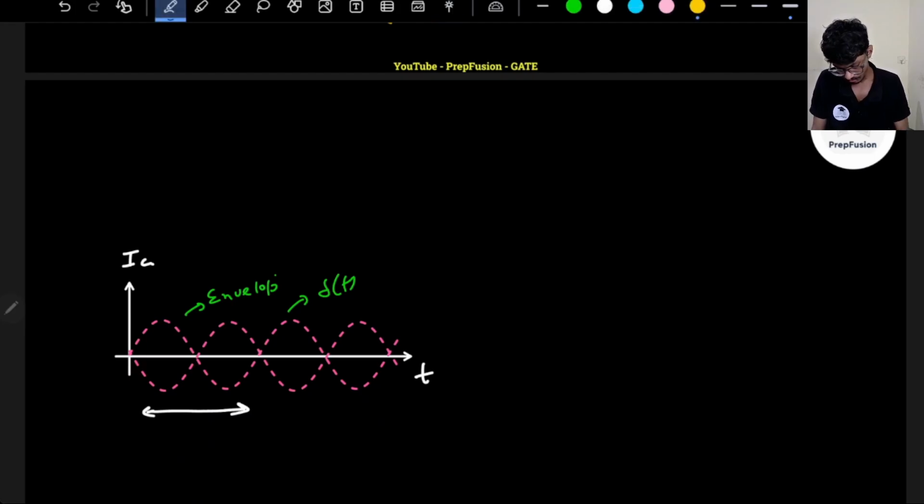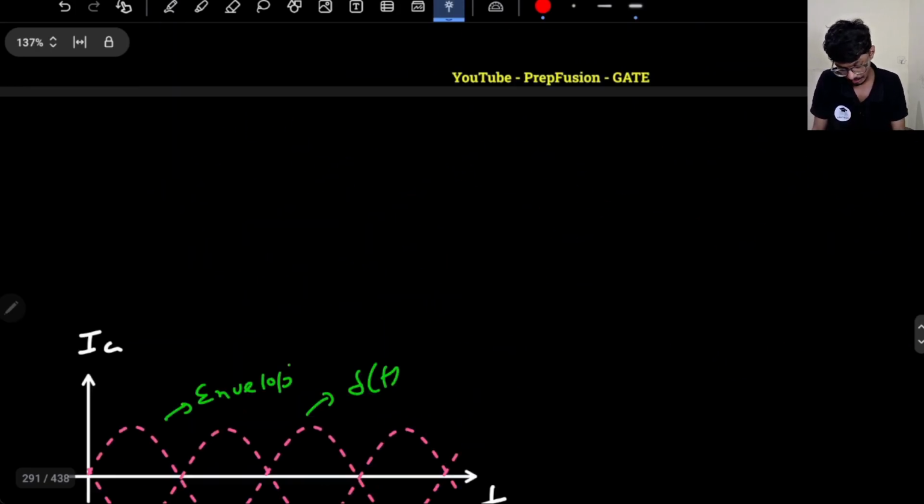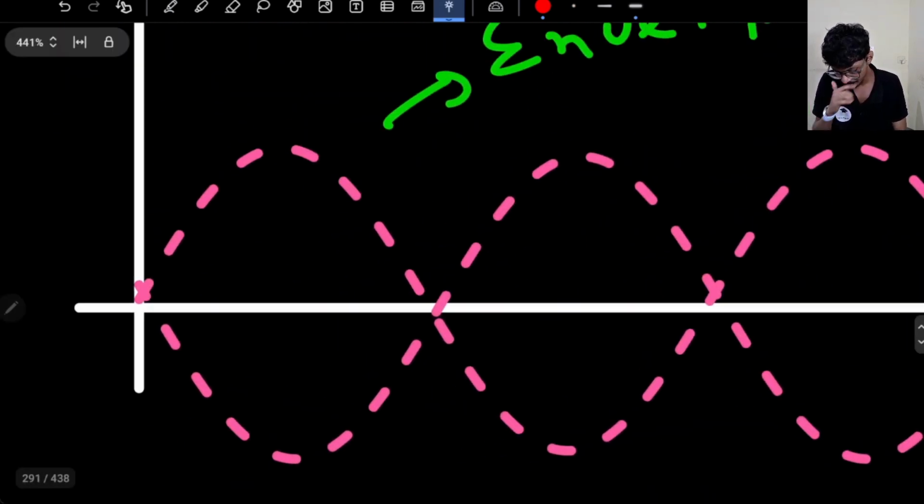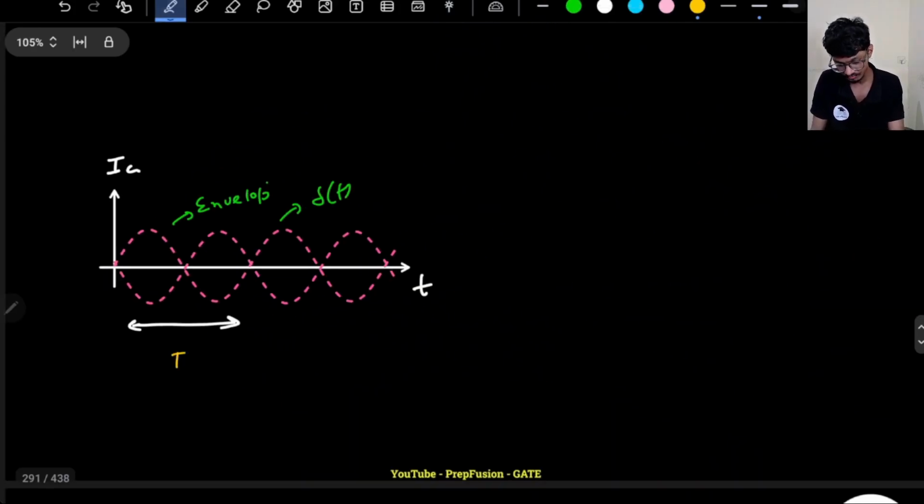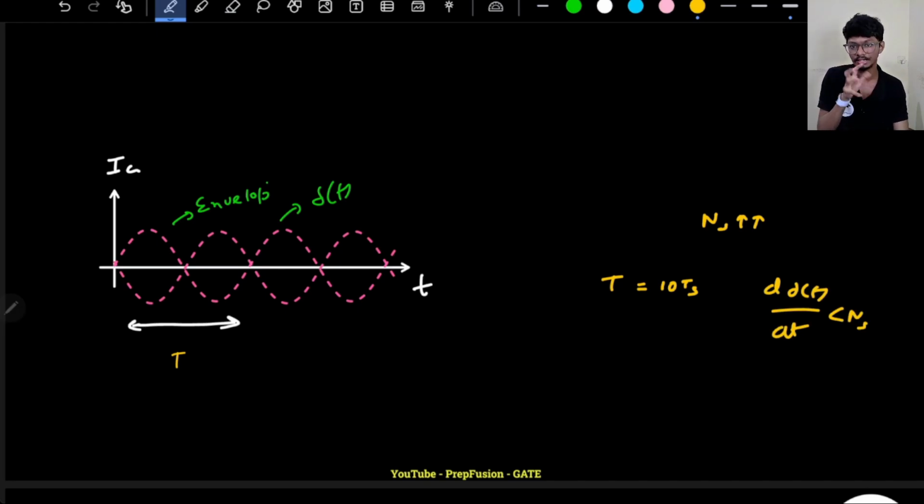Now, what will be the current waveform? I have told you the current waveform is sine omega s into t, but this time Im is not constant, Im is variable, and omega s is much faster, right? Roughly, in one time period of the rotor oscillations, there will be 10 cycles of the stator current, because Ns is much faster than the change of delta. Delta of t changes, but not at that fast rate. So d delta by dt is much slower than Ns, right?